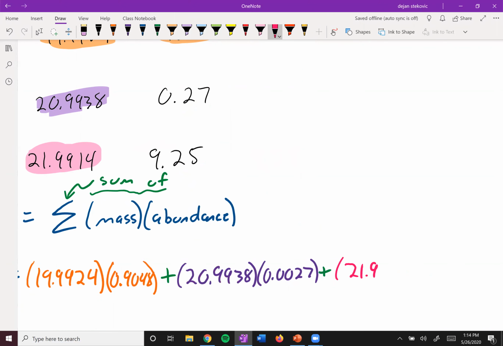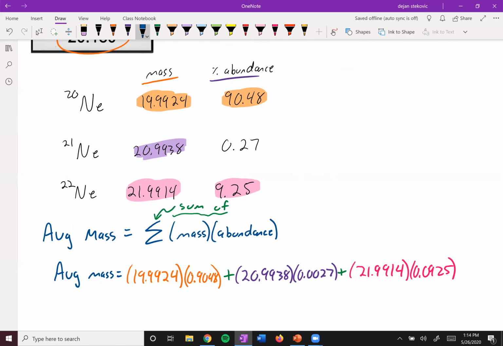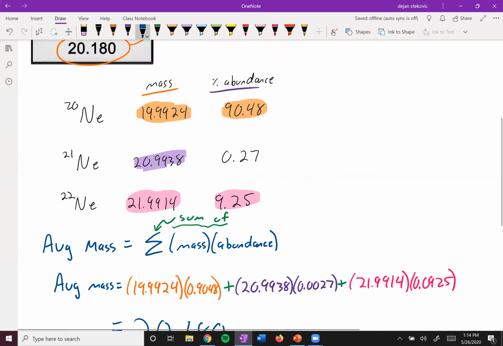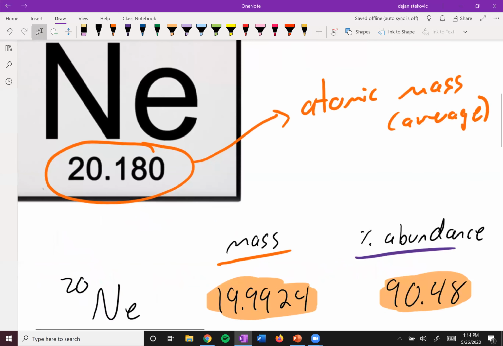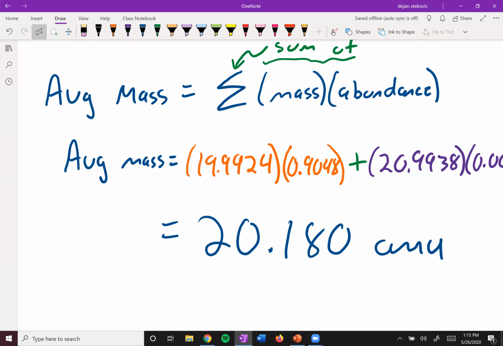And then it makes up 9.25%. Divide that by 100 to get your decimal, you get 0.0925. Plug that all into a calculator, and you'll be left with an average mass of 20.180 atomic mass units, which, if we check on our periodic table, is exactly what our periodic table says. So the two numbers agree with one another.